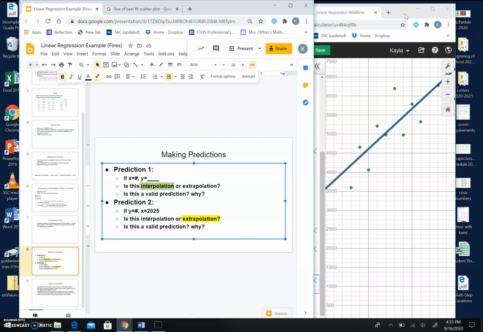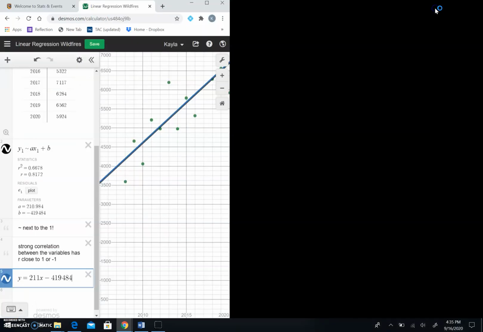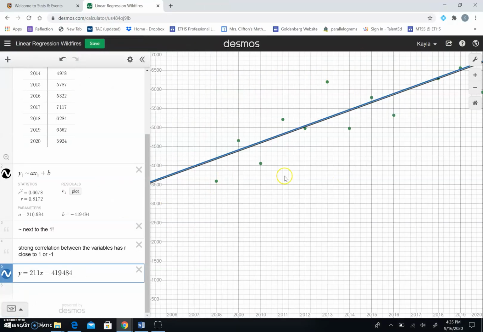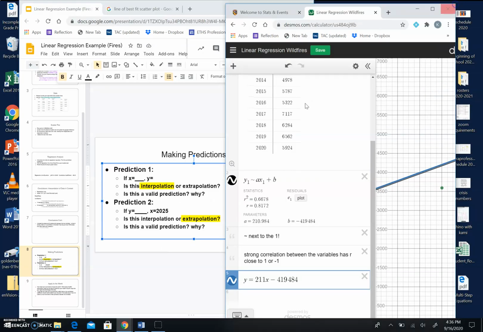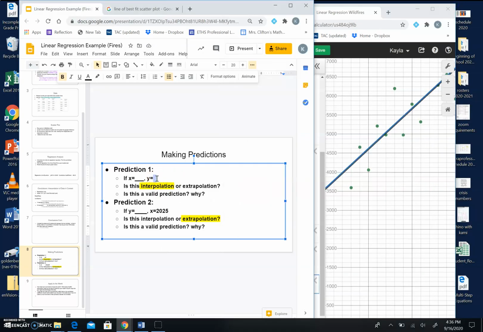So for this one, I'm predicting a certain, let's see, oh, I think I switched that. I meant to do it like I picked my number x, so I'm just going to switch these. For here, I'm picking a number for y and finding x, so kind of the opposite. So let's pick a y value that is somewhere in our data. That would be an interpolation. So maybe I'm looking for 5,500 fires. That would be an interpolation. So I would look for 5,500.